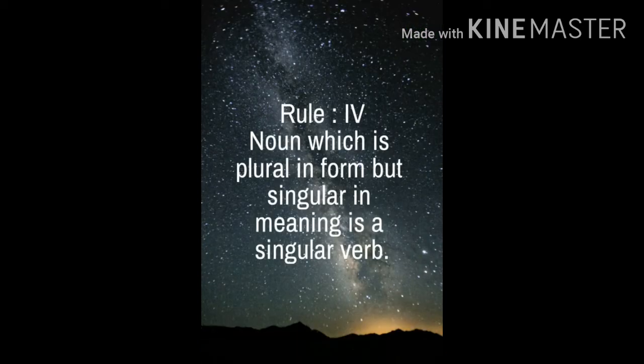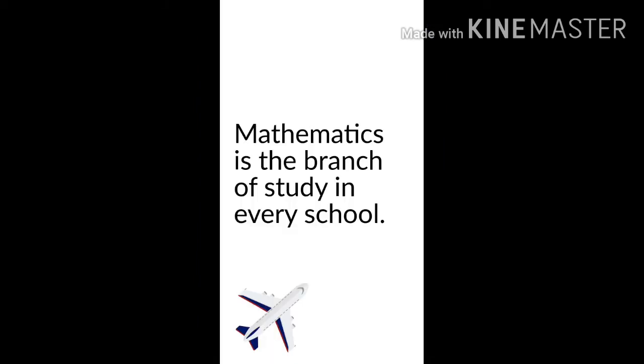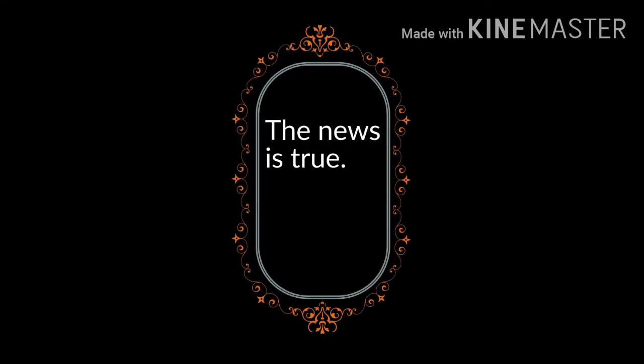Next rule, noun which is plural in form but singular in meaning takes a singular verb. Example, mathematics is the branch of study in every school. Here the noun mathematics is in plural form but it is singular in meaning. So we have used is here. Next example, the news is true. Here the noun news is in plural form but it is singular in meaning. So we have used is here.